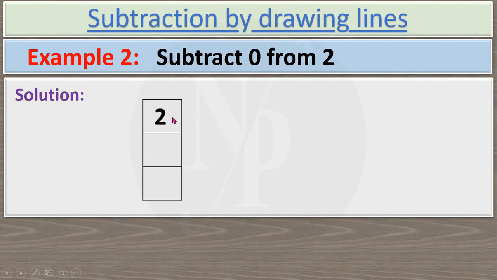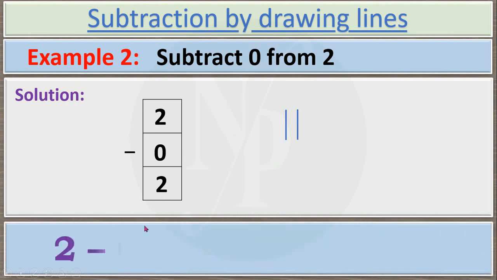2 ಮೊದಲು ಬರ್ಕೊಳ್ಬೇಕು ಇಲ್ಲಿ, ಅದಾದ ನಂತರ minus 0, and now we will draw the lines, 1 2 lines. So from 2 what has to be subtracted? 0 means nothing. ಅಂದರೆ ಇಲ್ಲಿ ನಾವು ಯಾವುದನ್ನು ಕೂಡ ಸ್ಟ್ರೈಕ್ ಔಟ್ ಮಾಡೋದಿಲ್ಲ. ಸ್ಟ್ರೈಕ್ ಔಟ್ ಮಾಡಲ್ಲ, ಯಾಕೆ ಅಂದರೆ ಇಲ್ಲಿ ಕೊಟ್ಟಿರೋ ನಂಬರು 0 ಆಗಿದೆ. 0 ಸಬ್ಟ್ರಾಕ್ಟ್ ಮಾಡೋದು ಅಂತಂದರೆ ಸಬ್ಟ್ರಾಕ್ಟಿಂಗ್ ನಥಿಂಗ್ ಅಂತ ಅರ್ಥ. ಹಾಗಾಗಿ ಈ 2 ಲೈನ್ಸ್ ಹಾಗೆ ಉಳಿಯುತ್ತೆ. ಸೊ ದೇರ್ಫೋರ್ 2 minus 0 is equal to 2.